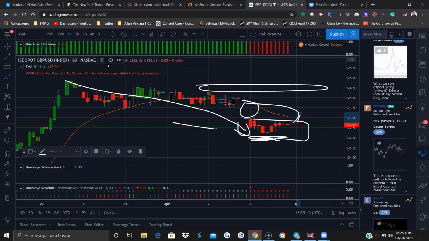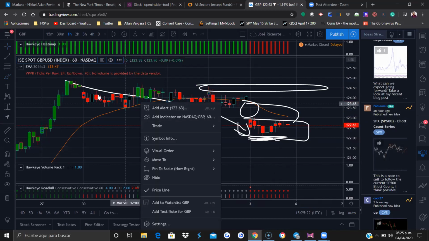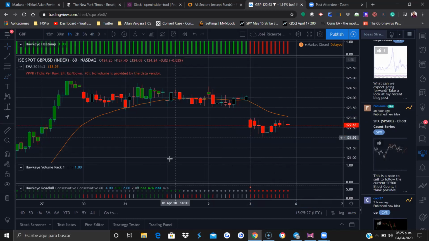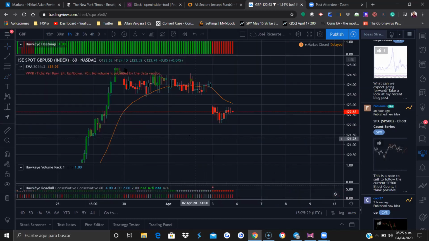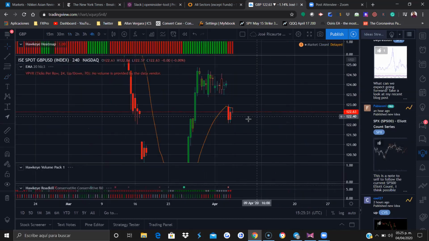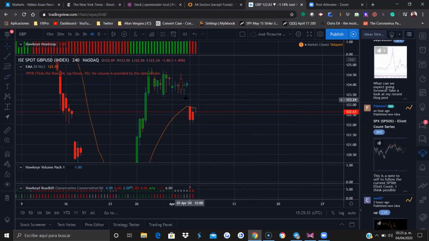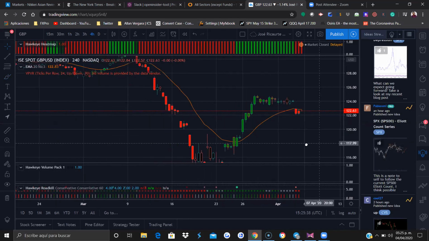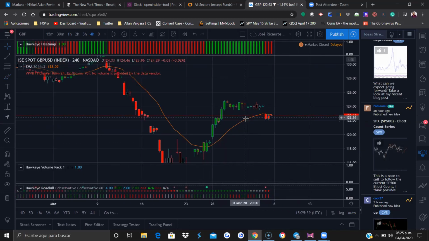What else can be there? Let's see if I can remove everything. Remove drawings and see what else we can have. Let's take a look back at the 4-hour chart. Again, you see you have the gap. You have that gap that is pretty compelling. But that's pretty much about it, and not much more to add.